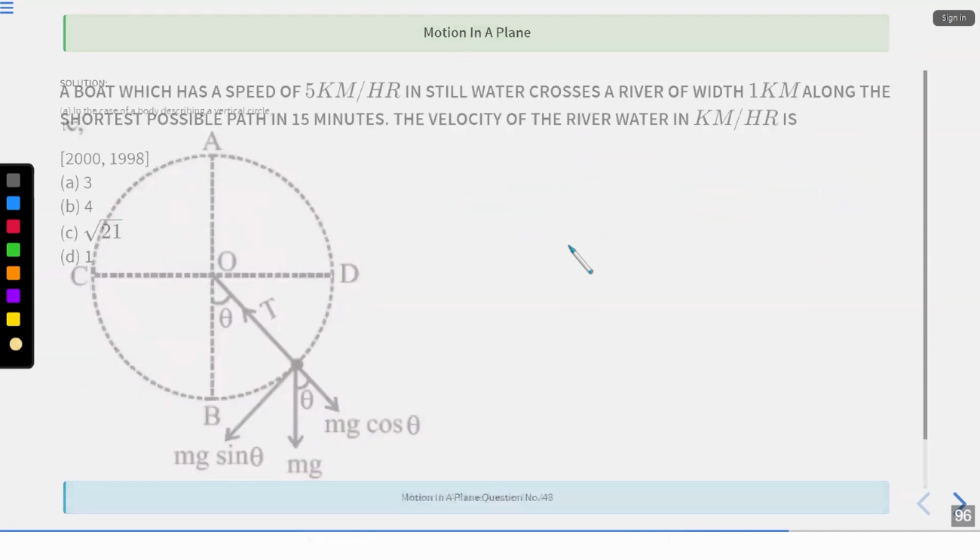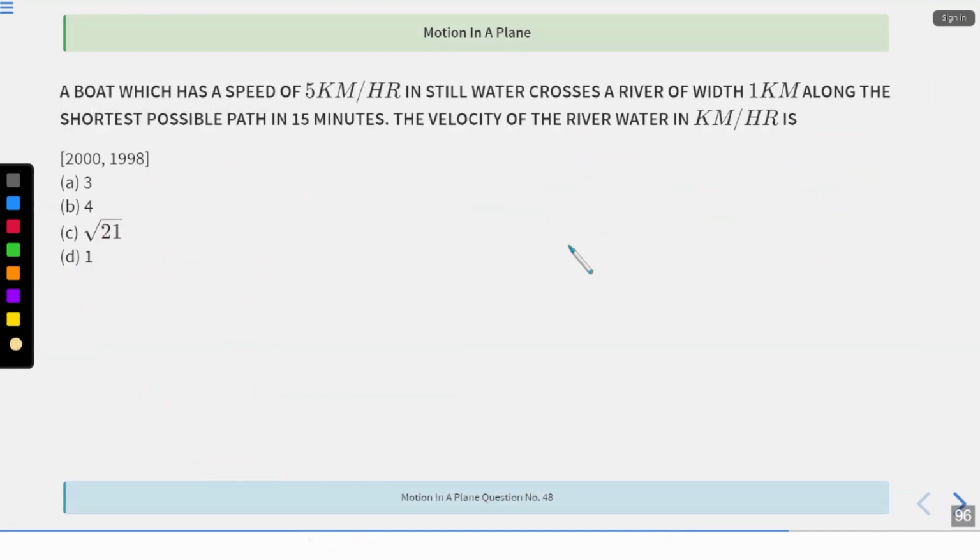Okay. Let's move on to the next question. A boat which has a speed of 5 km per hour in still water crosses a river of width 1 kilometer along the shortest possible path in 15 minutes. The velocity of the river water is what, in kilometer per hour, we need to find out.